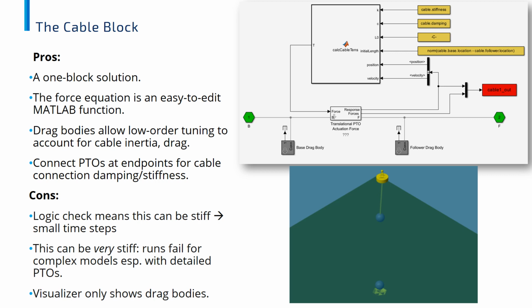On the cons side, very fundamental to this implementation is a logic check in which the cable equilibrium length is compared against the cable's current length. Now, any logic check in a time-stepping numerical simulation, at least, is going to result in a pretty stiff system to solve. If you already have a lot of numerically stiff elements, perhaps you're using PTO or PTO-Sim blocks, this can actually make your model run intractably slowly or perhaps not run at all. And particularly in that scenario, we would encourage you to try the other cable modeling method within WEC-Sim that we'll discuss in the subsequent slide.